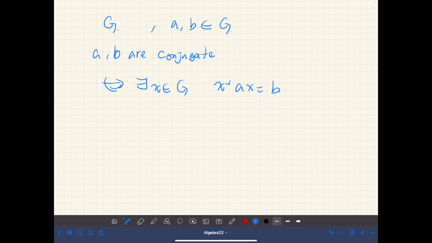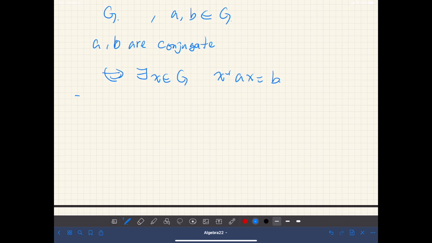Okay, and we have seen that the conjugate relation is an equivalence relation. So it is reflexive and symmetric and transitive. Anyway, here's a definition.